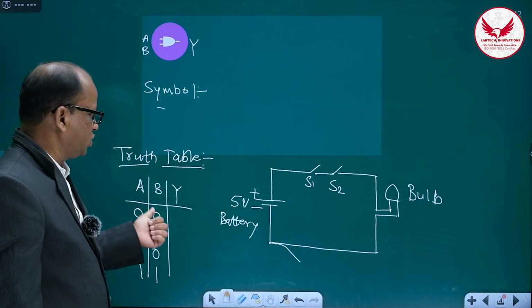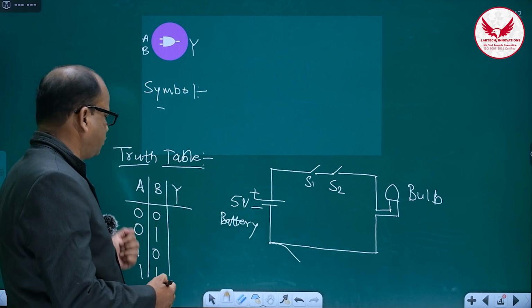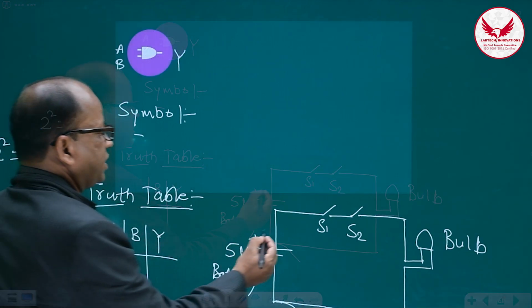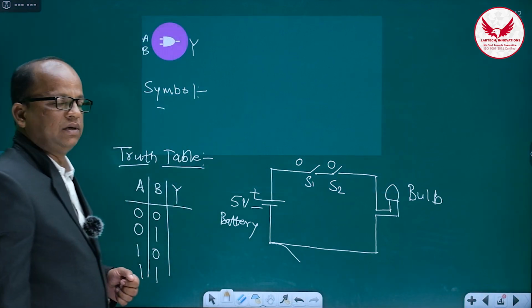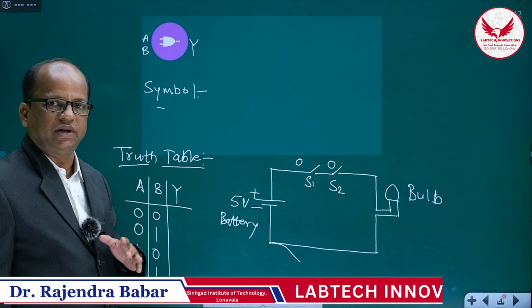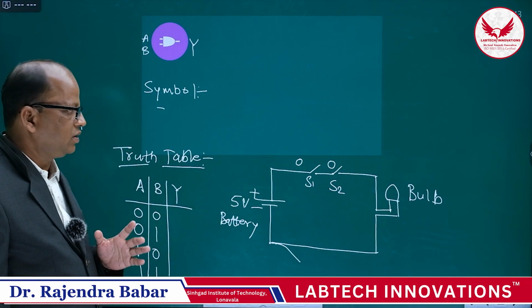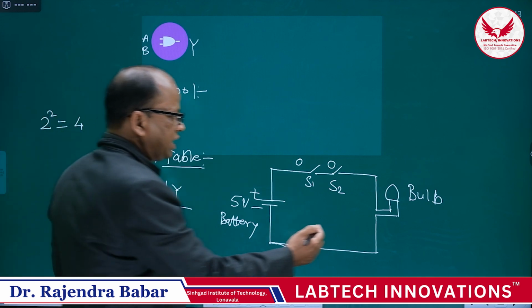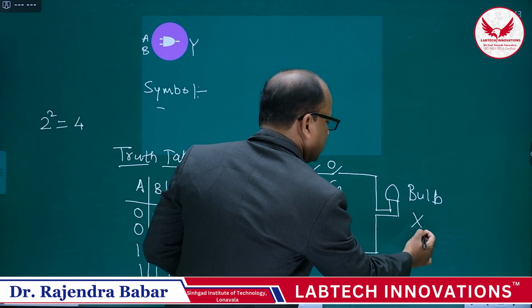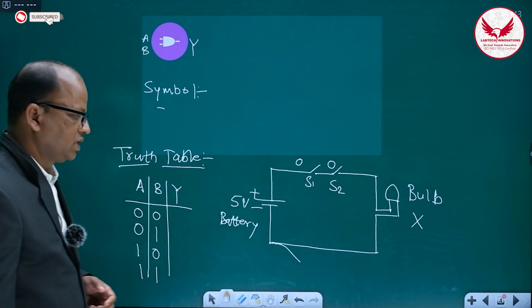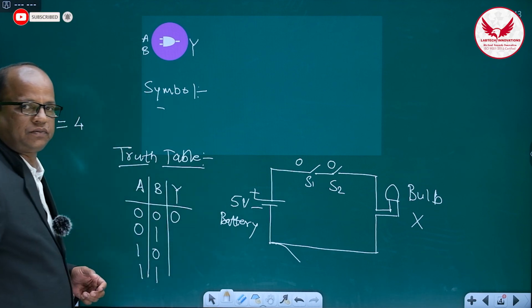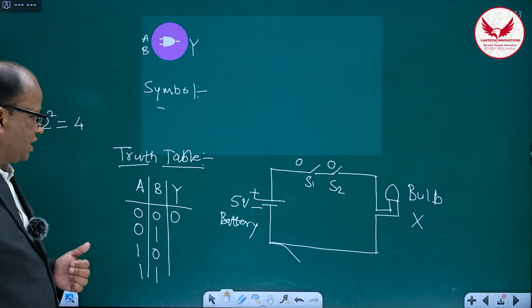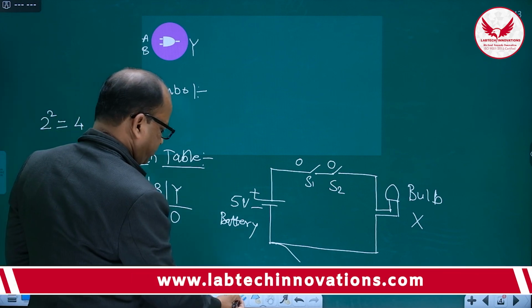If we go for the first combination, I apply 0 here and 0 here. What will happen? Both the switches will remain in the off state, in open circuit. So this LED will not turn on. That means the output is 0. So here again it is 0.